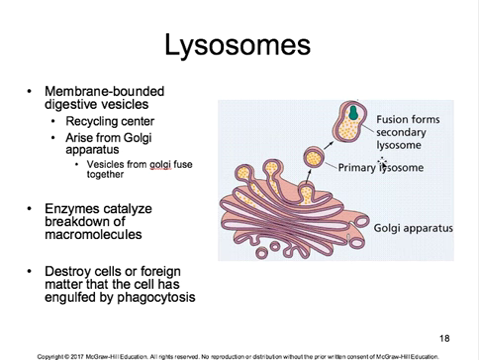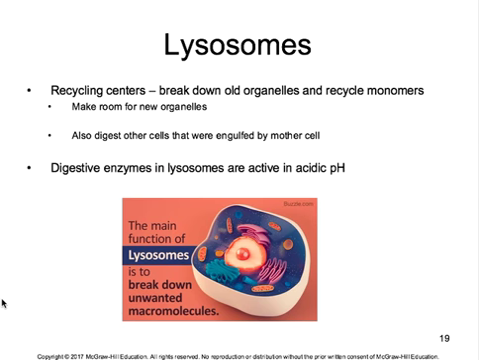So they will break down proteins to amino acids. They will break down carbohydrates into individual monomers of sugar like glucose, and they will break down lipids into fatty acids. They can also destroy cells or foreign matter that the cell has engulfed by phagocytosis. So, lysosomes are the recycling centers. They break down old organelles and recycle them to monomers. Basically, they make room for a new organelle, but they also digest other cells that were engulfed by the mother cell.